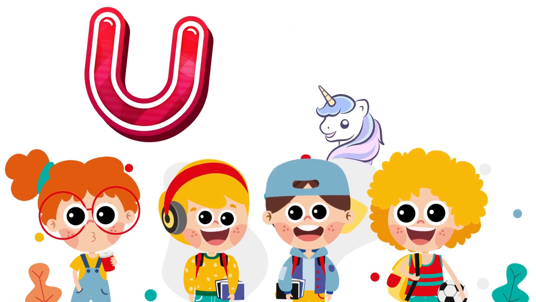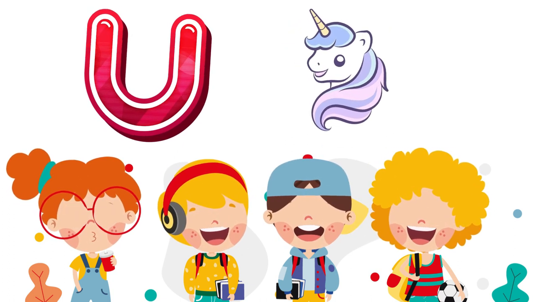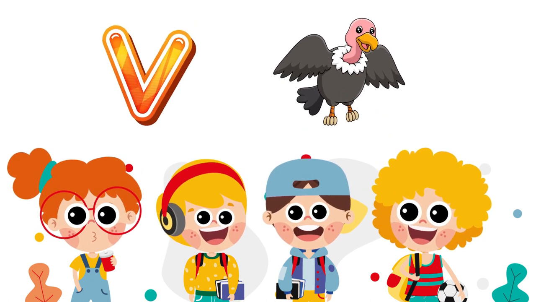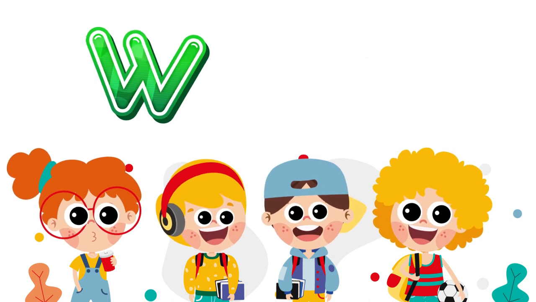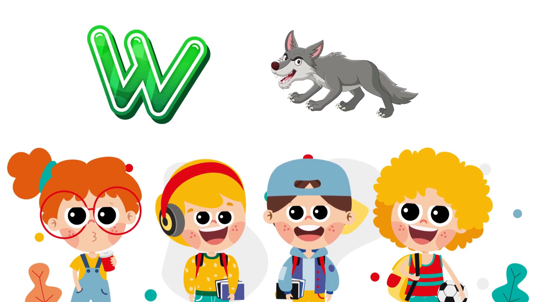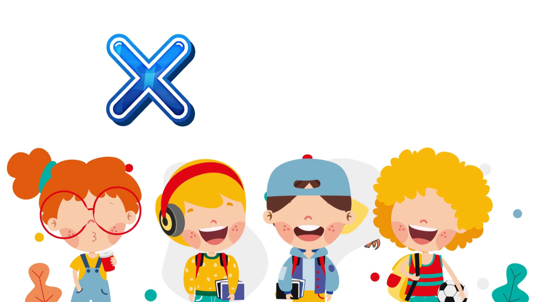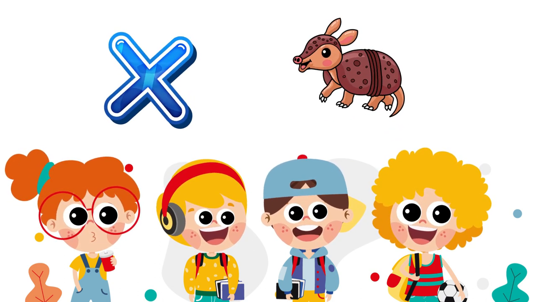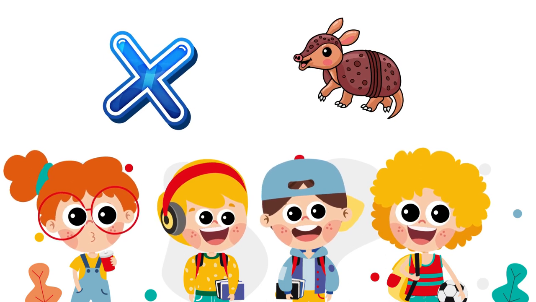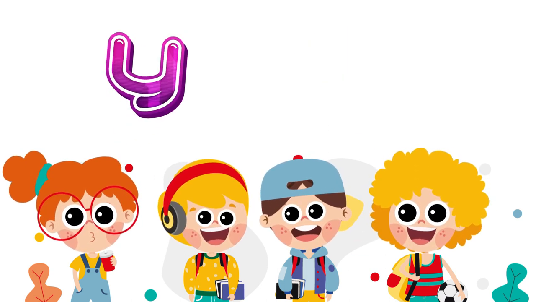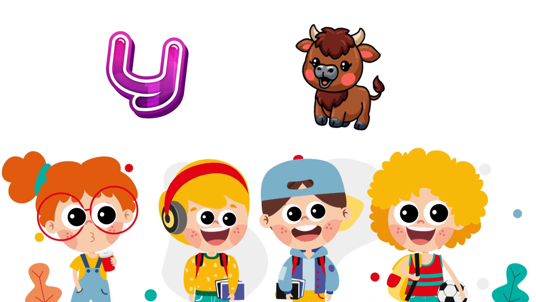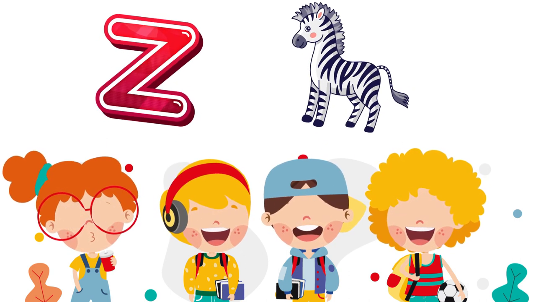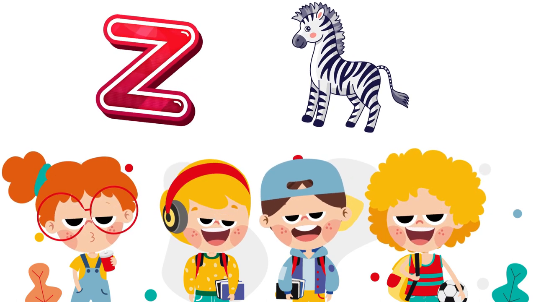U is for unicorn. V is for vulture. W is for wolf. X is for Xenarthra. Y is for yak. Z is for zebra.